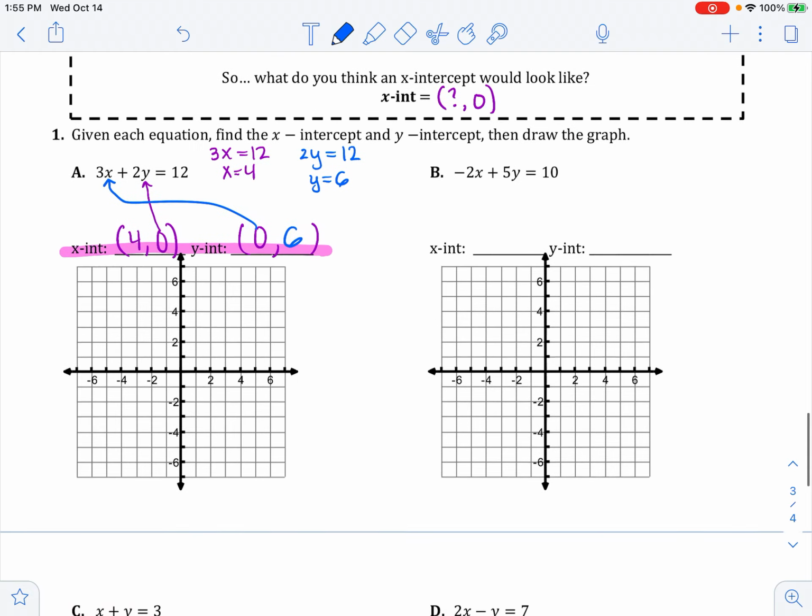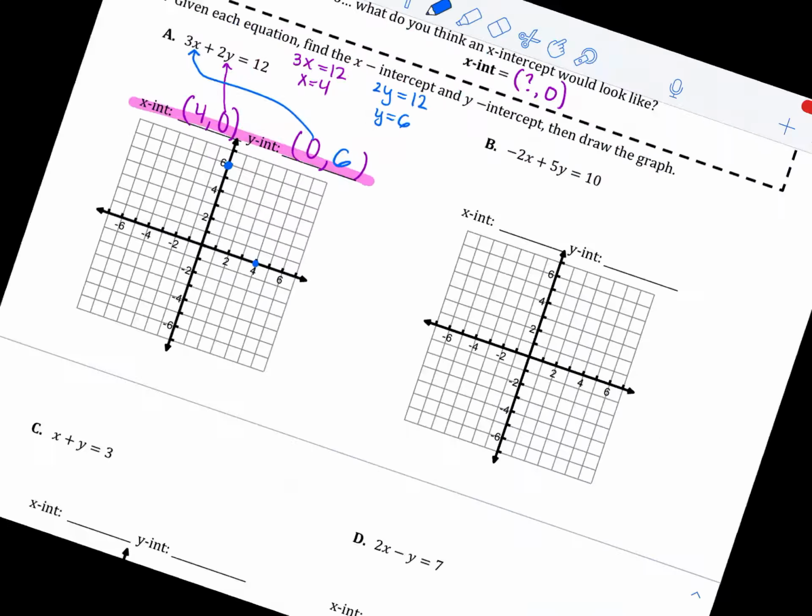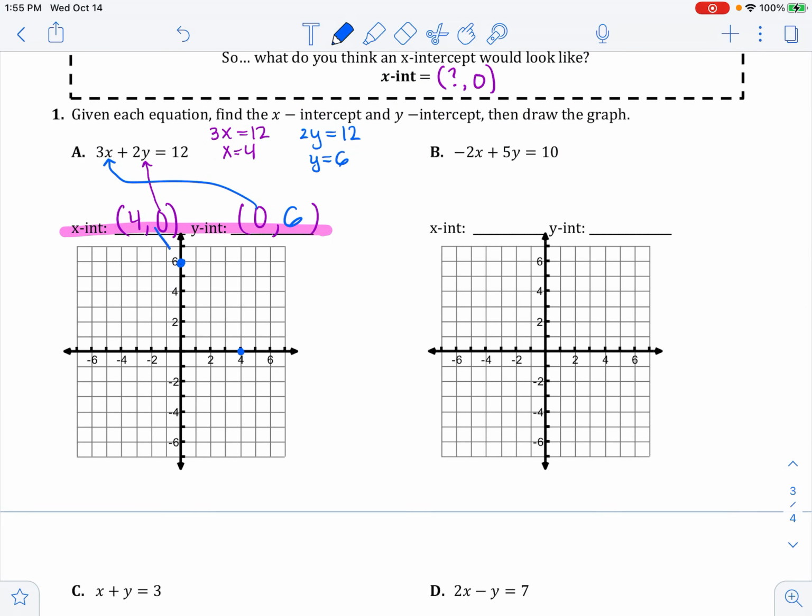When you have 2 points, that's enough information to graph. So now I'm going to graph 4, 0 and 0, 6, and then I can connect them. Try turning my iPad again. I can connect those 2 points and make my line, like so. Okay? So I want to prepare you for your test.